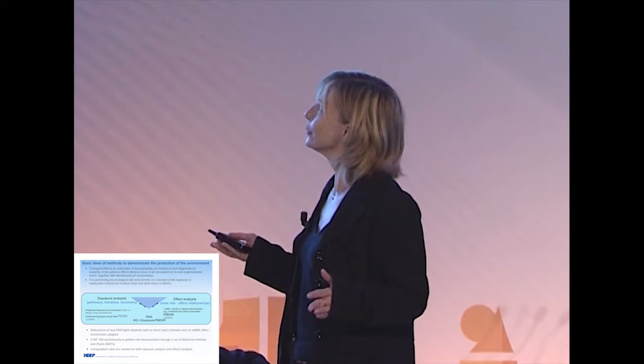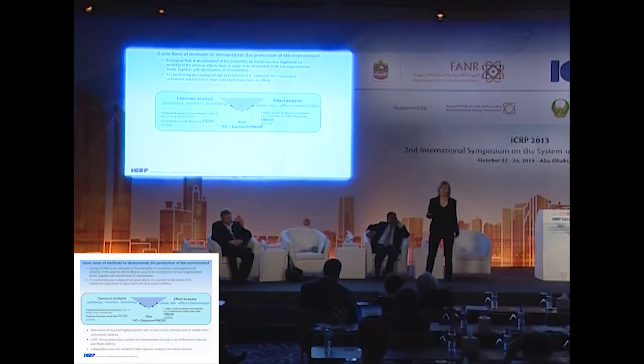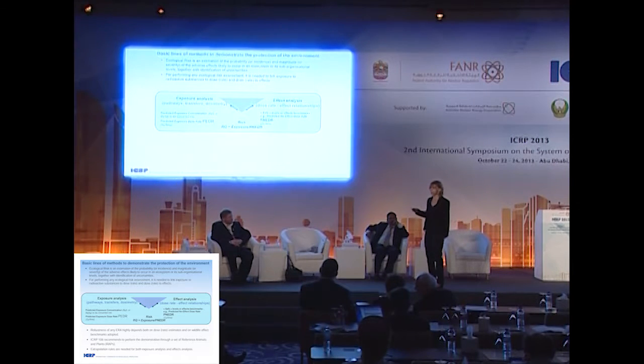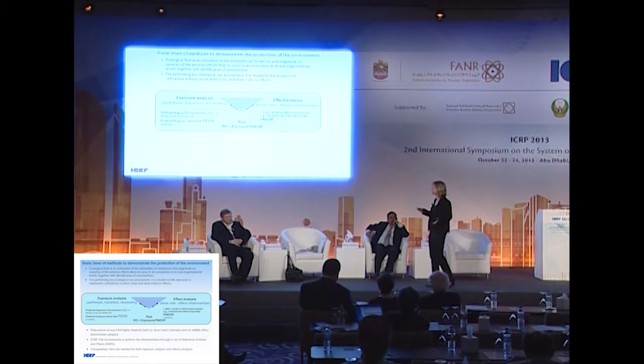So let me introduce you some basic lines of methods to demonstrate the protection of the environment, and you will recognize that many of them are quite similar to human health impact assessment or risk assessment. Ecological risk is an estimation of the probability and magnitude of the adverse effects likely to occur in an ecosystem or part of these ecosystems, together with the identification of uncertainties.